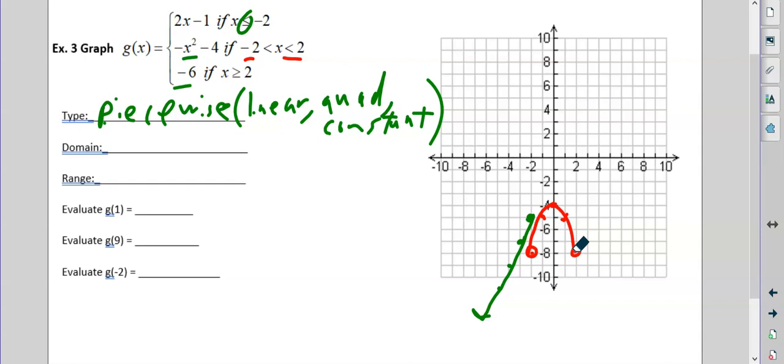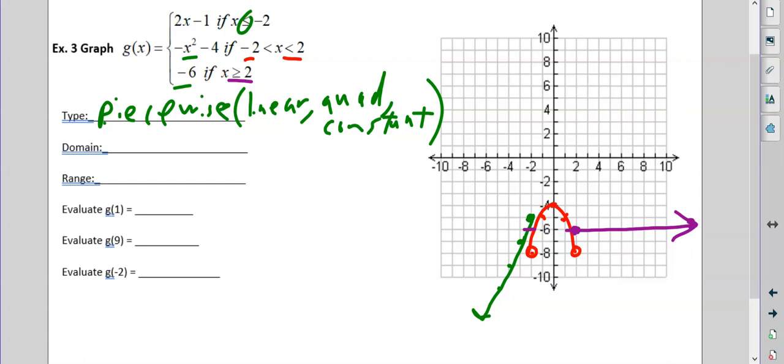Just that piece. Okay. And last, we have our horizontal line, y equals -6, which is pretty easy. It's a line like this, but we're cutting it at 2. And we're also going to have a solid dot at 2. So that's right there. Now I want everything right of that. So I'm going to erase everything over here to the left. And that's my piecewise function.